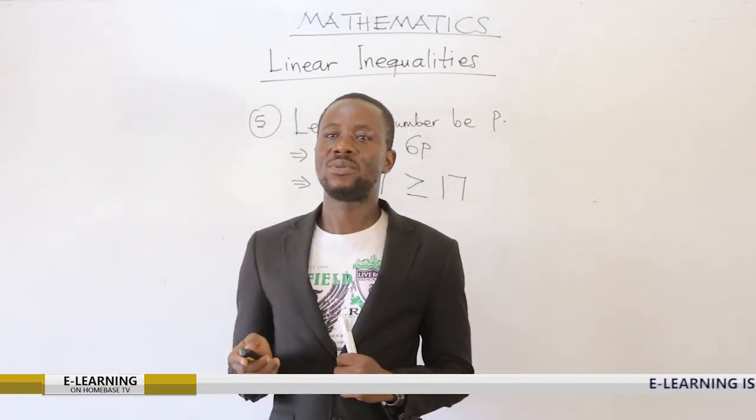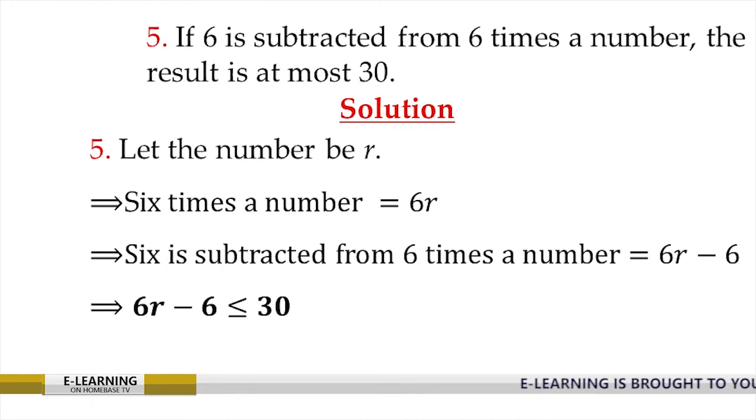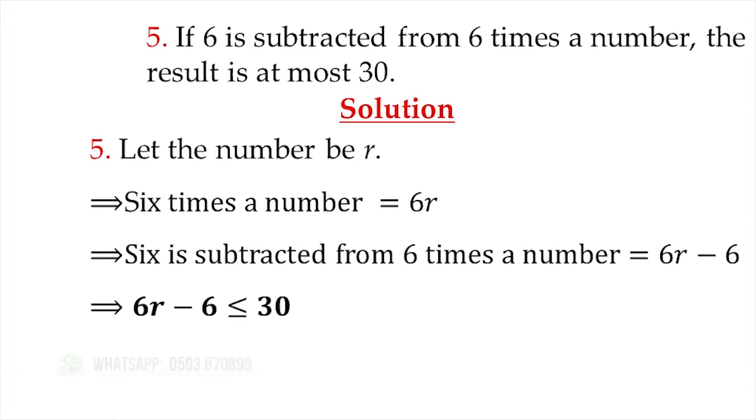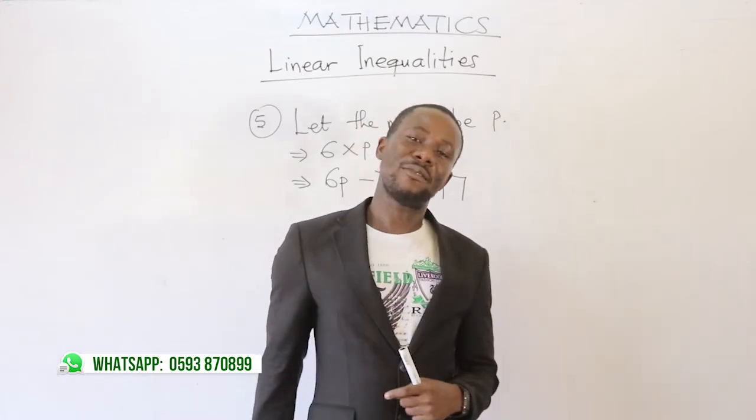Good. Let's do the last one. If 6 is subtracted from 6 times a number, the result is at most 30. So as usual, represent the number by a variable. I used R in my case here. So let the number be R. 6 times a number is the same as 6 times R. Now 6 is subtracted from 6 times the number. That means 6R minus 6, because we are subtracting the 6 from 6R. All of this is at most 30. At most means it can be less than or equal to 30. So this implies 6R minus 6 is less than or equal to 30. Hope you got all correct. Clap for yourselves. Done really well.